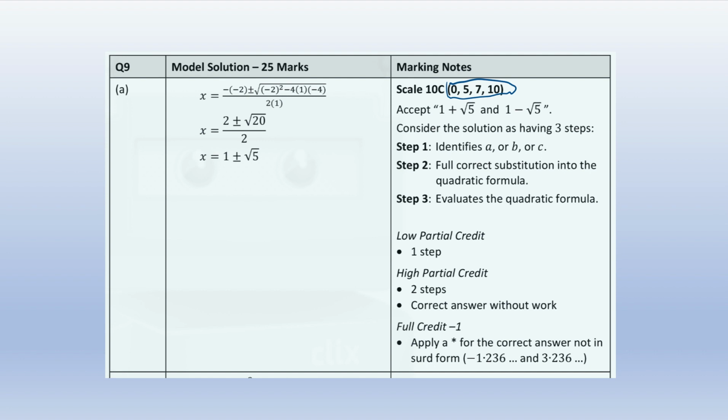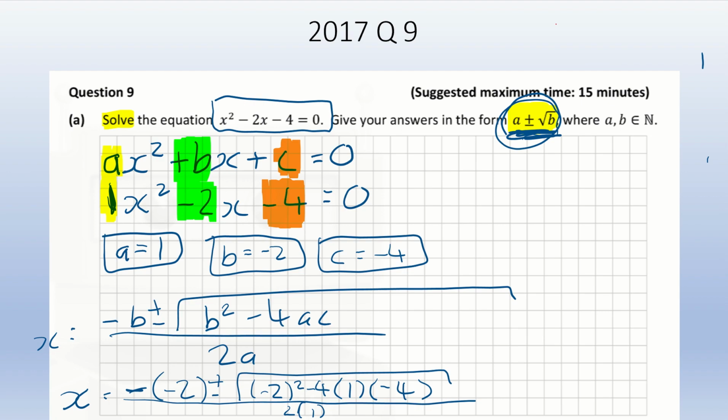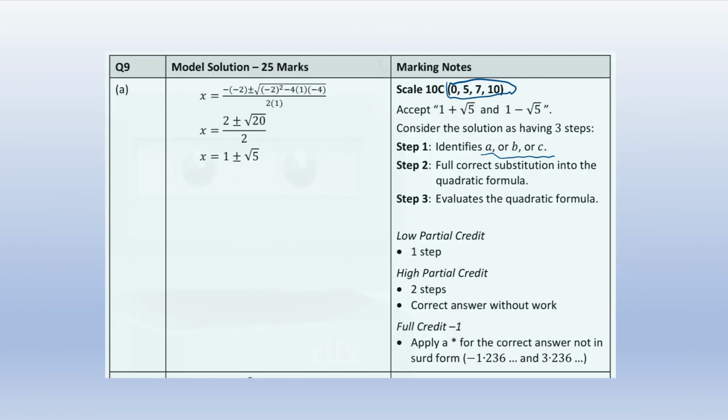Your first step is identifying A, B or C. So that's just matching up the A, the B and the C in your quadratic. So it's what we did in our first step up here. So step number 1. If you tell me that A is equal to 1, B is equal to minus 2 and C is equal to minus 4, you're getting your 5 marks there.